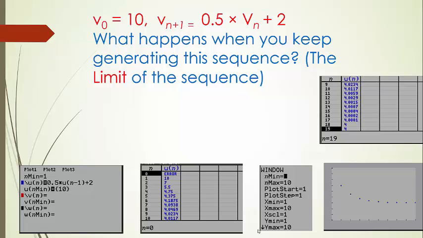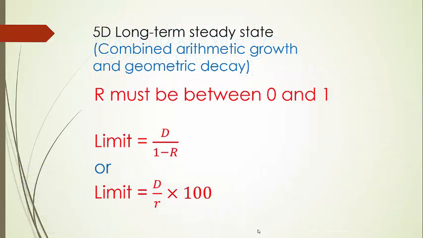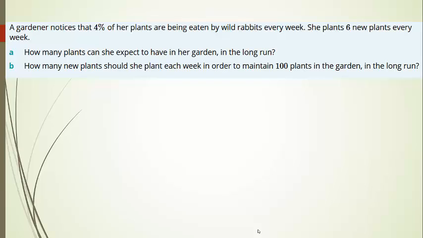We'll give you a quicker way of finding out the limit of such a sequence, and it's this formula here. Usually the first one is the easiest one. First of all, remember that r must be between 0 and 1, which is geometric decay. And the limit is going to be d, the difference that you're adding, divided by 1 minus r. The other formula is there if you want to use little r for some reason, but there's not much point in doing that usually. Let's apply that to this problem here.